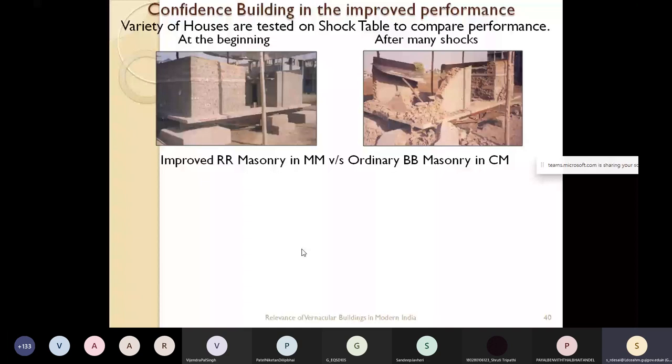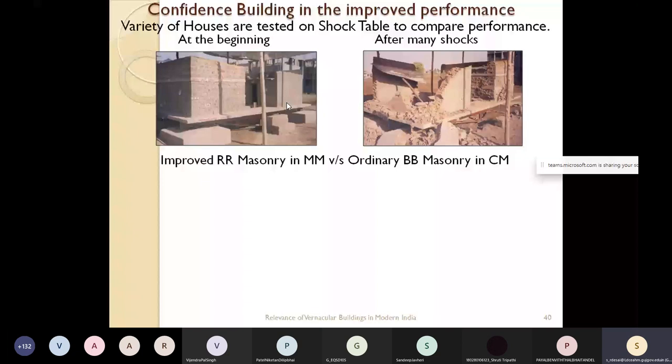What you see in the upper left-hand picture, the right-hand model, is a brick masonry building with cement plaster on it, the way it is done by people, in cement mortar. But typically people cure it for 3 days. So that's what we did. We replicated what people did.